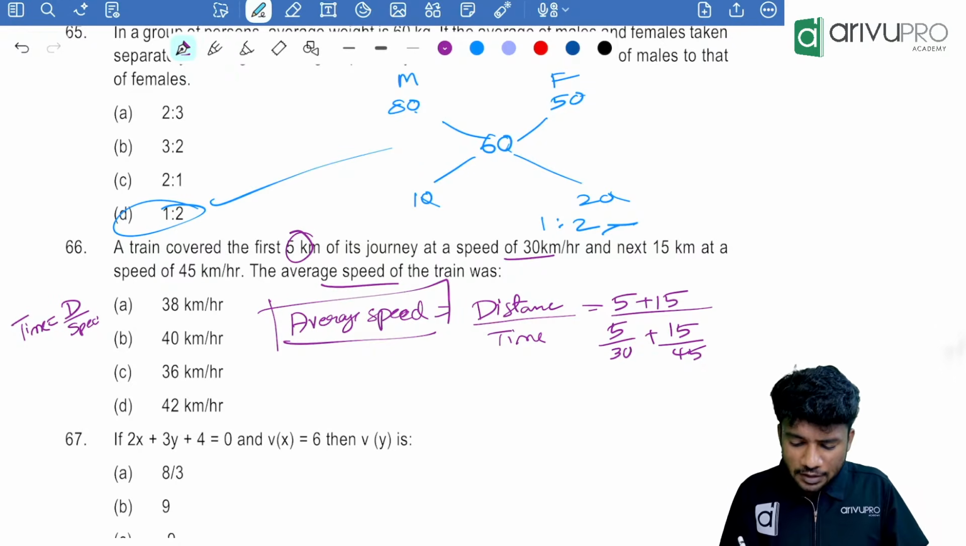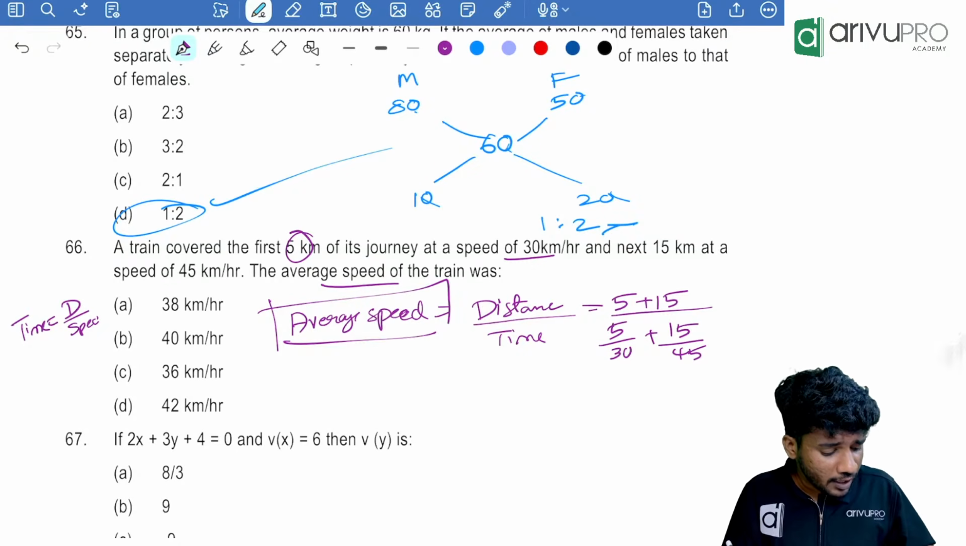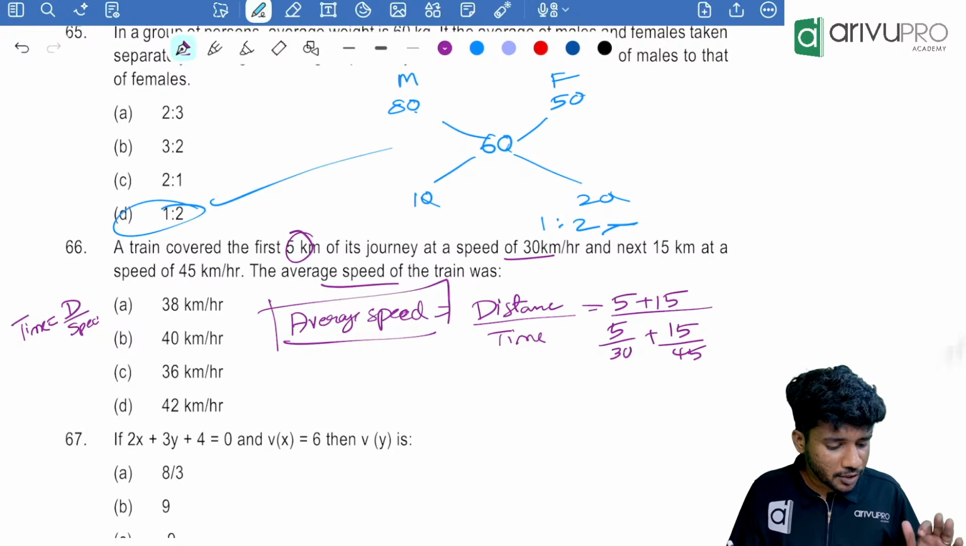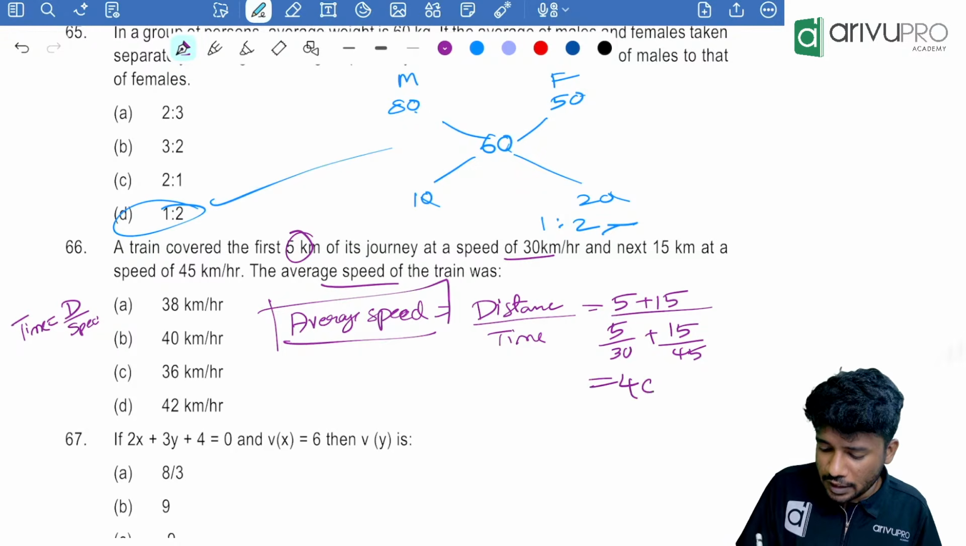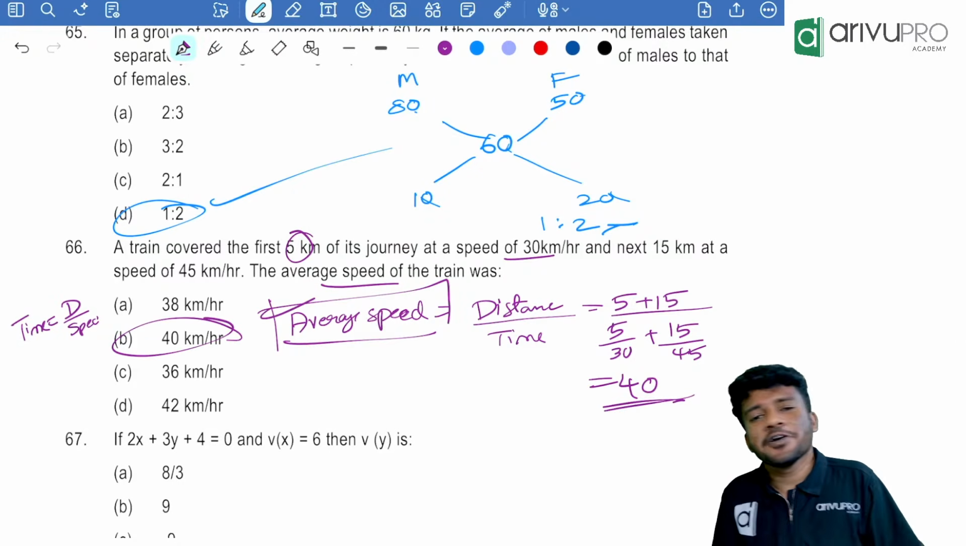Now take your calculator. First find the denominator. Use memory calculation. 5 divided by 30 M plus, 15 divided by 45 M plus, MRC, divide, equal to, multiplied with 20. How much are you getting, people? Are you getting it as 40? So answer is what, people? Option B is your answer. 40 is your answer.